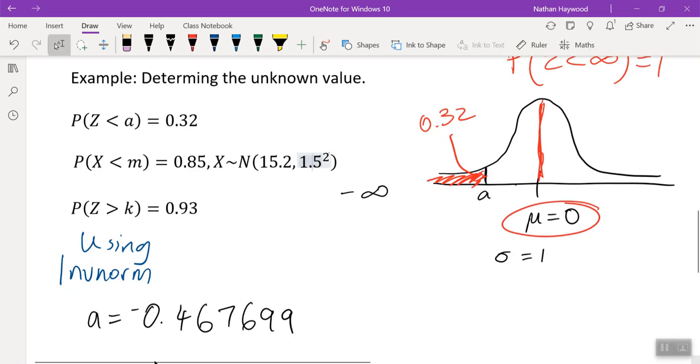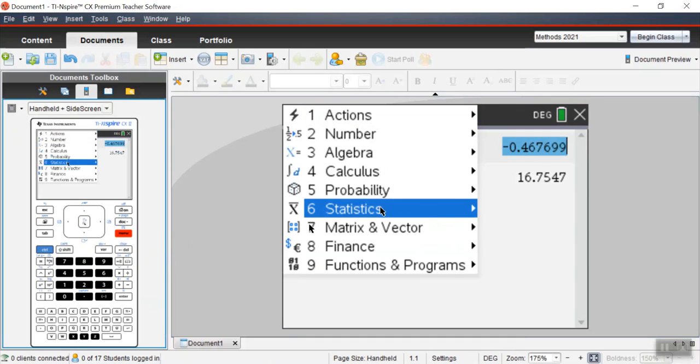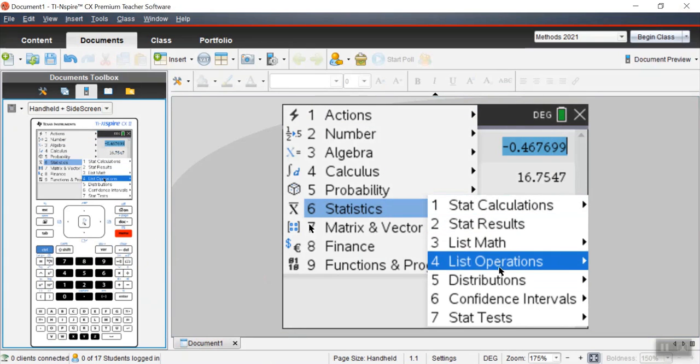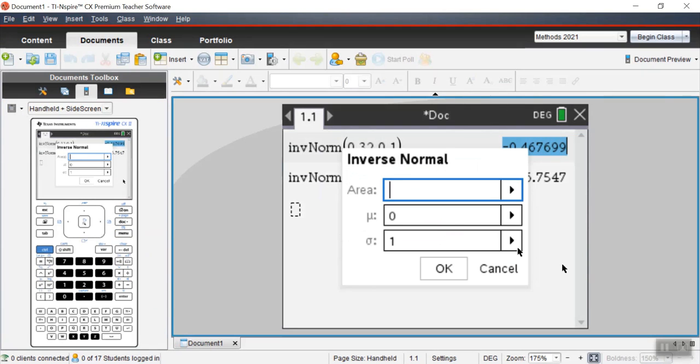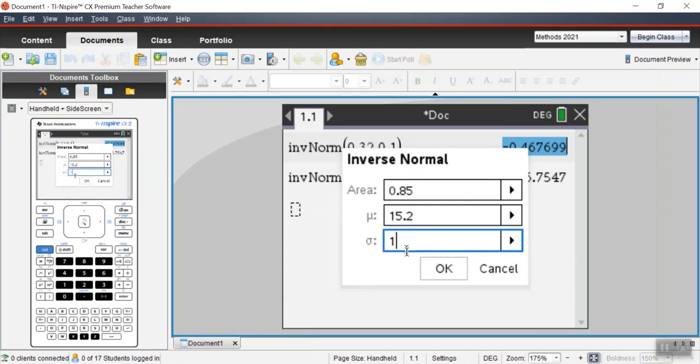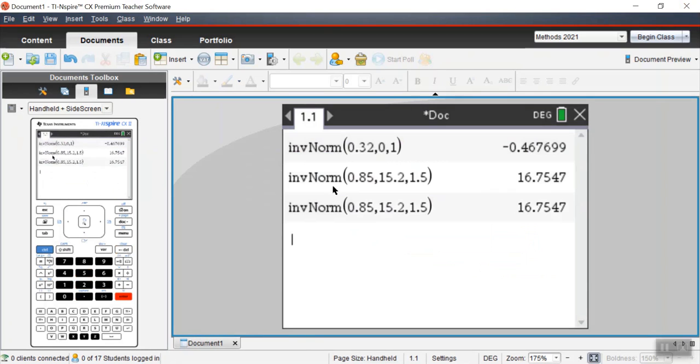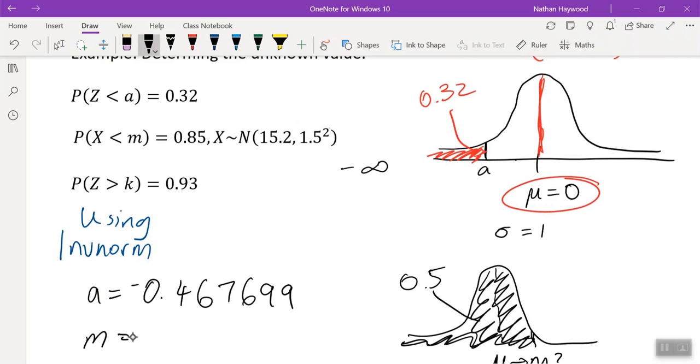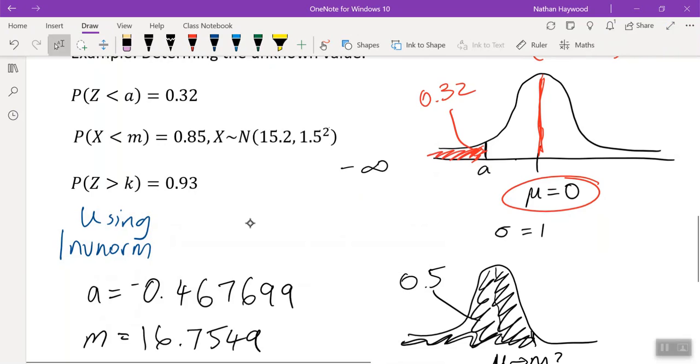So we pretty much do the same thing as before. Menu, statistics, distributions, inverse normal. This time the area was 0.85 and it had a mean of 15.2 and a standard deviation of 1.5. So this time it's given us the x value, the continuous random variable. M is equal to 16.7549.